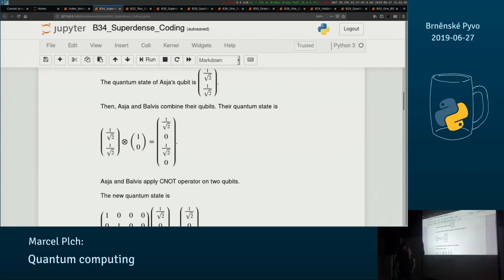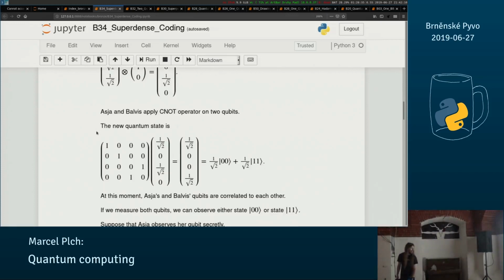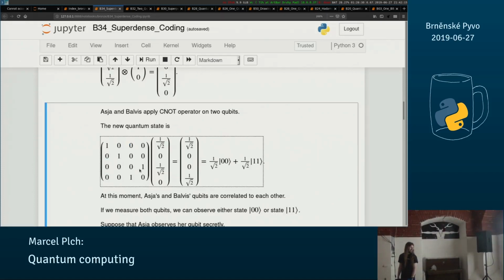Awesome! Alright, so now we can apply a controlled NOT, which is also a matrix, that when the first one is true, the second one will get flipped. So we have half the probability of both being 0 and half the probability of both being 1.